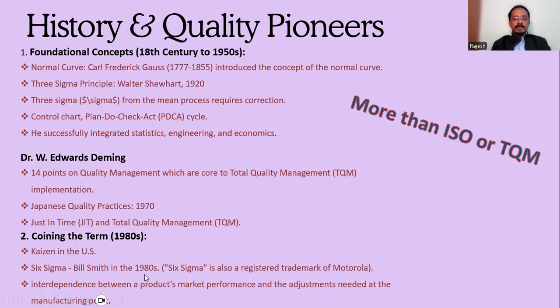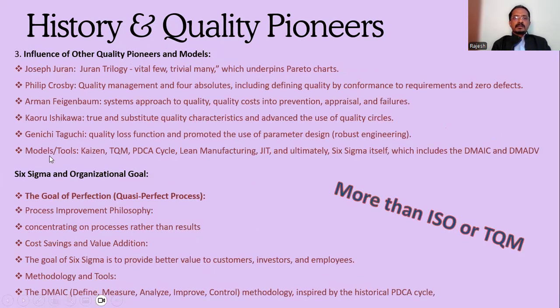And Six Sigma by Bill Smith in 1980, and the product market performance and adjustment needed for the manufacturer. That's what he identified. And Joseph Juran, and you guys know about the 80-20 principle, the Pareto chart, which is brought by Juran. The Juran trilogy is what he's discussing. These are all some of the pioneers who created a lot of quality aspects. Please go through this, and then you will understand.